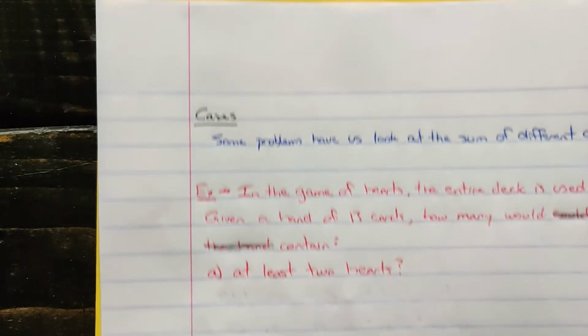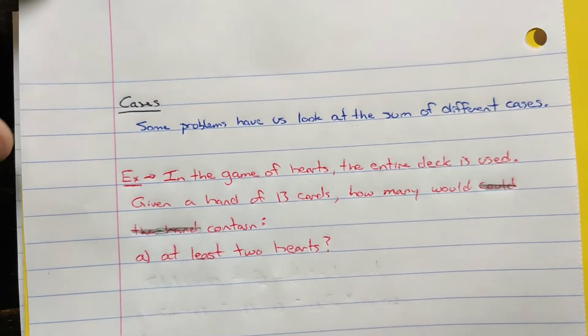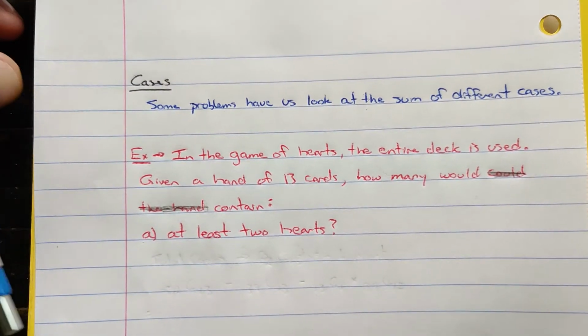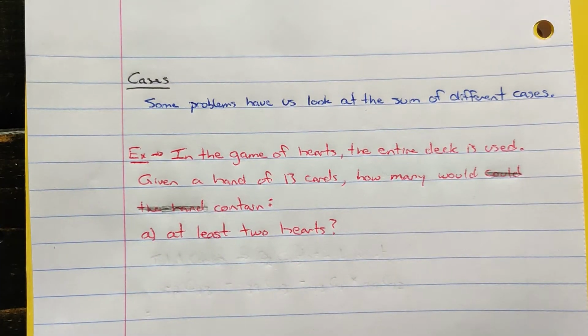When we look at situations with cases, we might want to have at least this many items, or at most this many items. So we're using cases for this. When we are using cases, we sum up the various cases. In the example, the game of hearts is a card game that uses the entire deck. Given a hand of 13 cards, how many would contain at least 2 hearts?